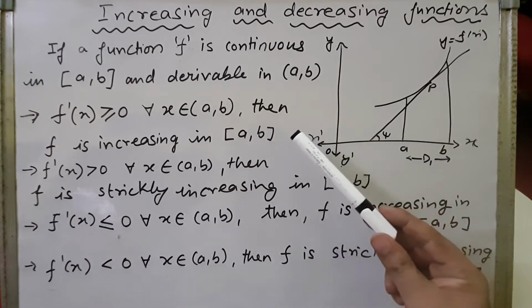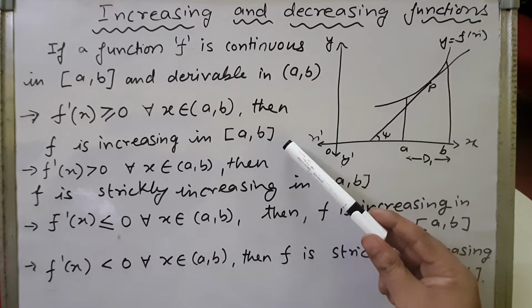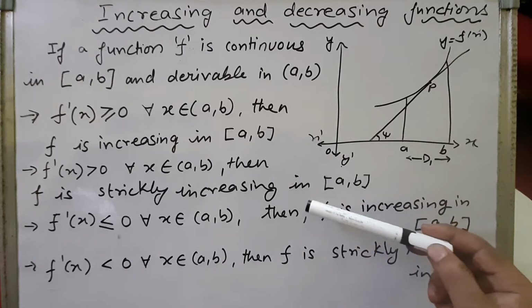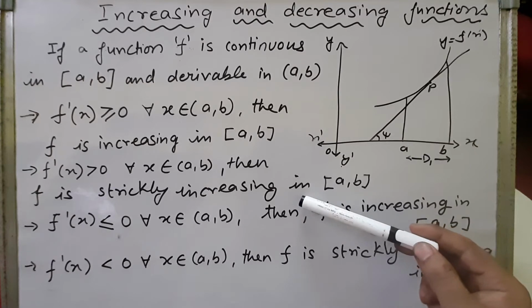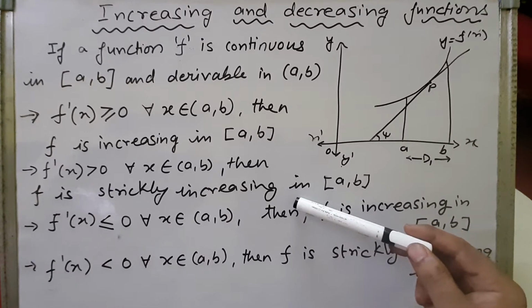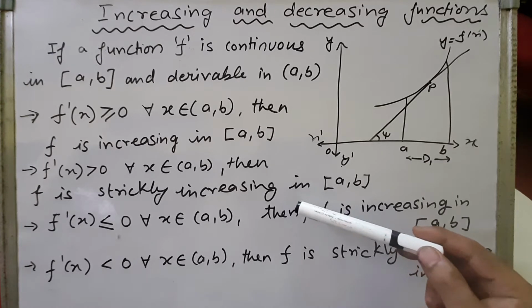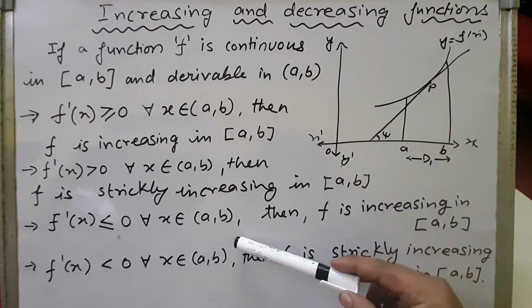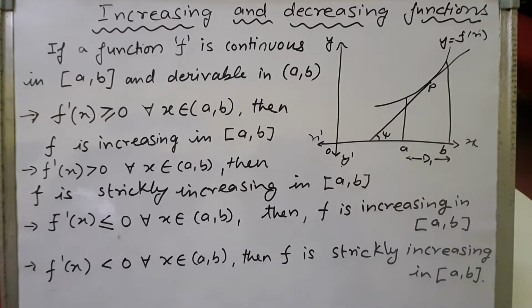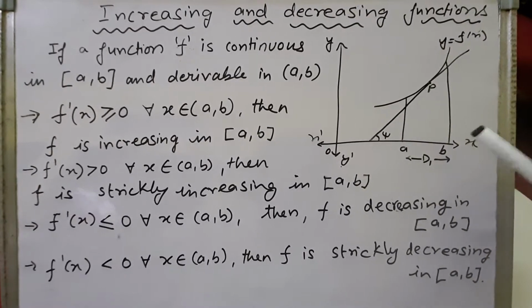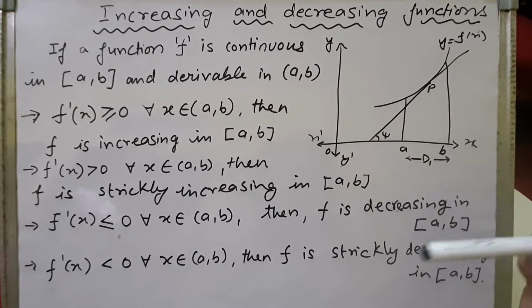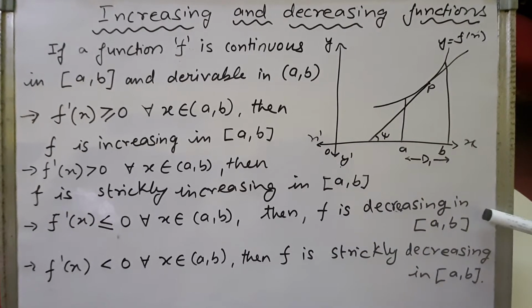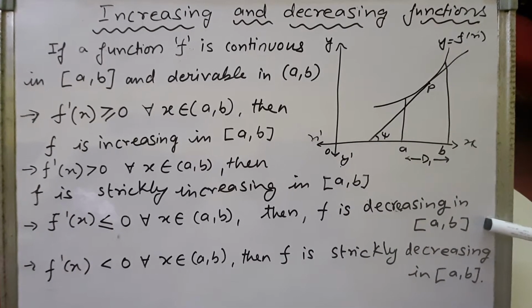If the slope becomes 0 at a certain point, then the function will be increasing, and if it always remains greater than 0 at every point in the interval a comma b, then the function will be strictly increasing, right? And increasing means the slope is positive. And when the slope is either less than 0 or equal to 0 for all x belonging to a comma b, then we can say that the function is decreasing. If f dash x is less than or equal to 0 for all x between a and b, then f is decreasing in the closed interval a comma b.